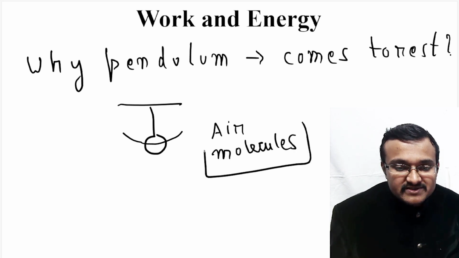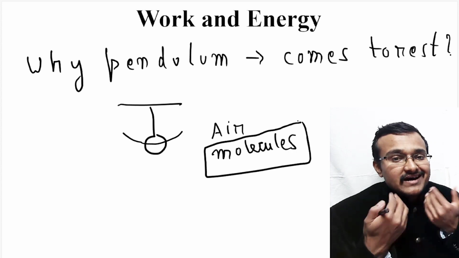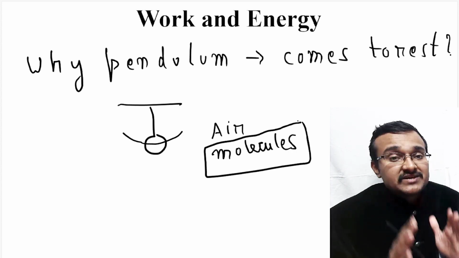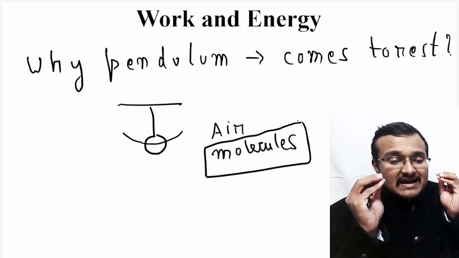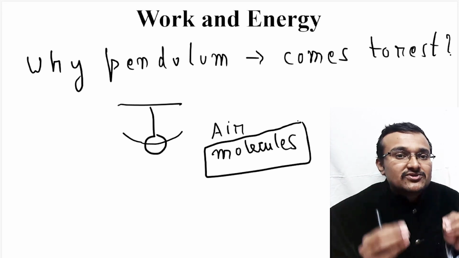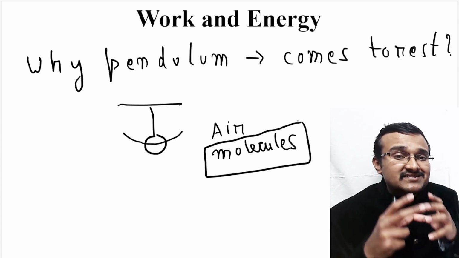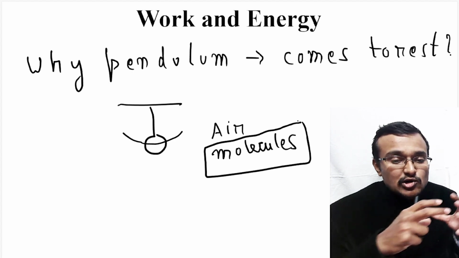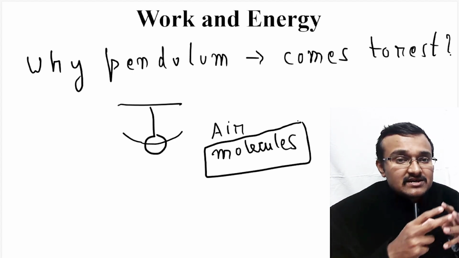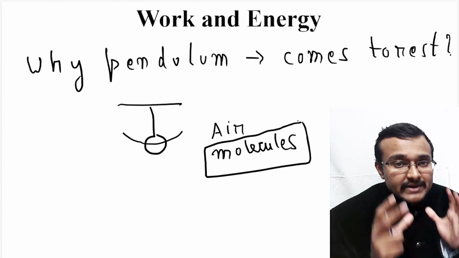So because of these molecules which are present around this particular pendulum, the pendulum experiences resistance from these molecules present in the atmosphere, and hence it comes to rest after some time. That means here the energy is getting transformed to heat energy, because constantly this pendulum is in contact with the air molecules which are present around it.